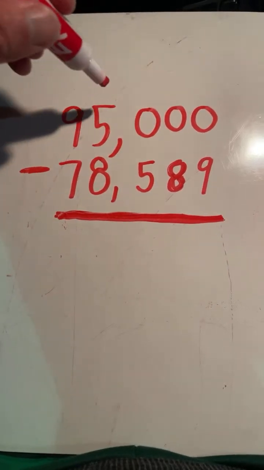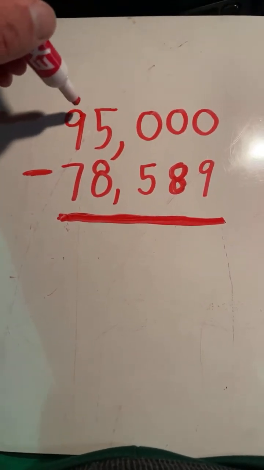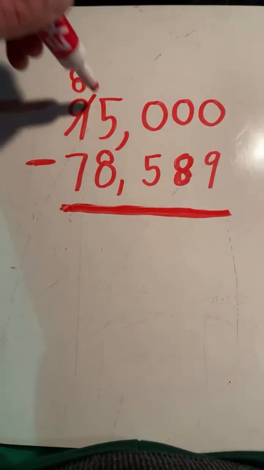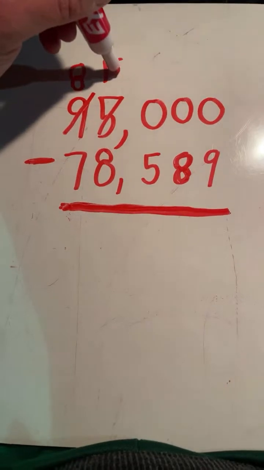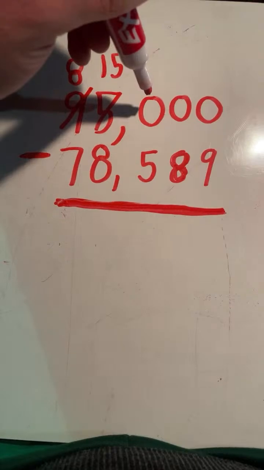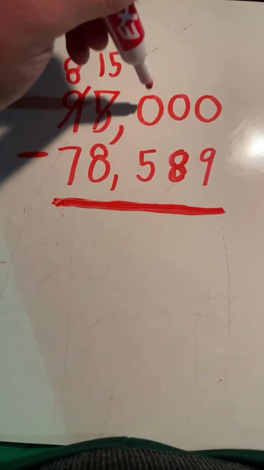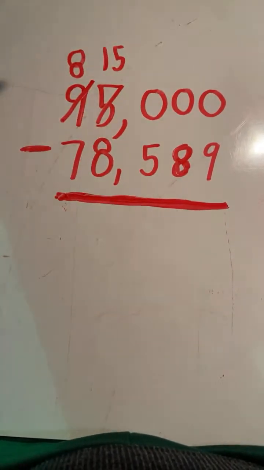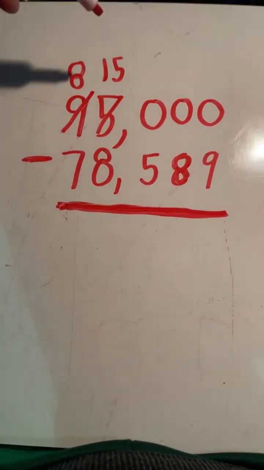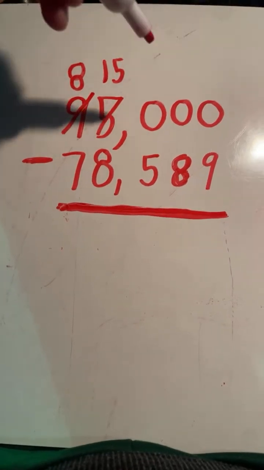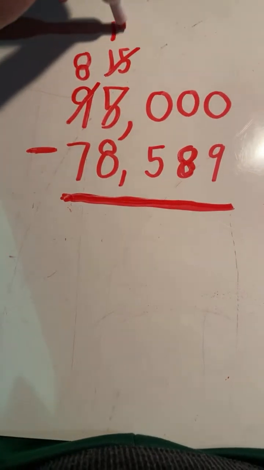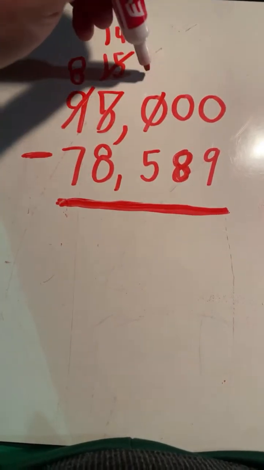So the 5 is going to become a 15. We're going to take a 10 from the 10,000s place and add it to the thousands place. So the 9 becomes an 8, and the 5 becomes a 15. Now, in the hundreds place, you cannot start out with 0 and take away 5. So again, we have to take a 10. So we're going to take a 10 from the thousands place and add 10 to the hundreds place. So the 15, we're going to take away 1. It's going to become a 14 now. And that 0 is going to become a 10.